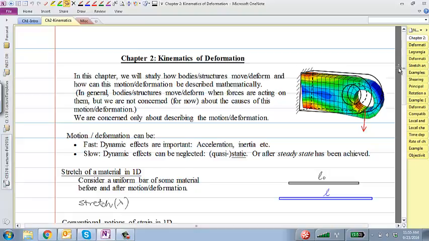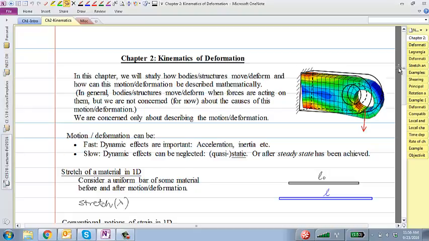The first topic that we look at for mechanics is how to describe deformation of objects, deformation of structures. If I have a solid body or a structure, when we apply loads or some boundary conditions that cause the body to deform, all we want to do for now is describe that deformation mathematically.